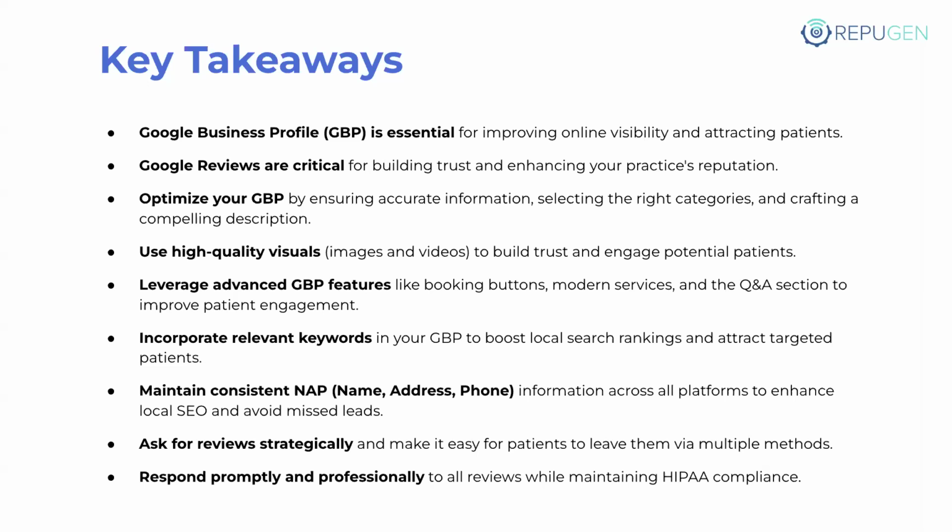You'll also want to incorporate relevant keywords. Keywords are essential for improving your search rankings, making sure to include them naturally in your GBP descriptions. Maintain consistent NAP information. Your name, address, and phone number should be consistent across all platforms. And ask for reviews strategically. Timing is everything when asking for reviews. Make it easy for patients to leave reviews by providing multiple avenues. And finally, respond to reviews. Always respond promptly and professionally to all reviews, both positive and negative.